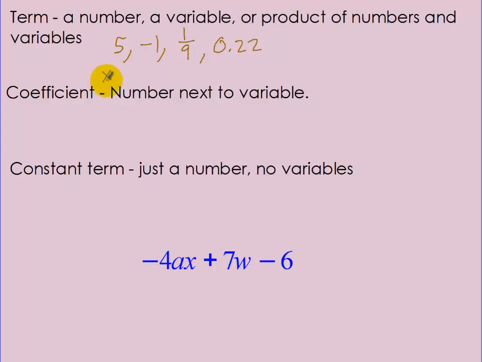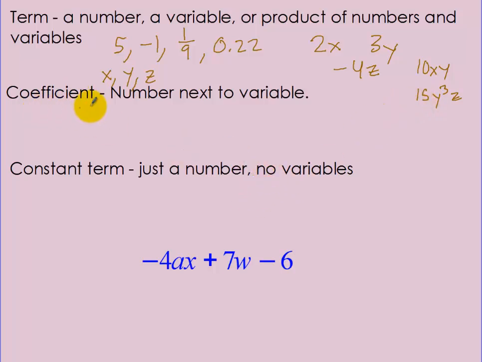They could be variables: x, y, z, whatever. Those are also terms. Or they could be a product of numbers and variables. Product means multiply. So it's things like 2x, 3y, negative 4z. These are products of numbers and variables. And you could actually do more than one variable, like 10xy, or 15y cubed z. These are all different types of terms.